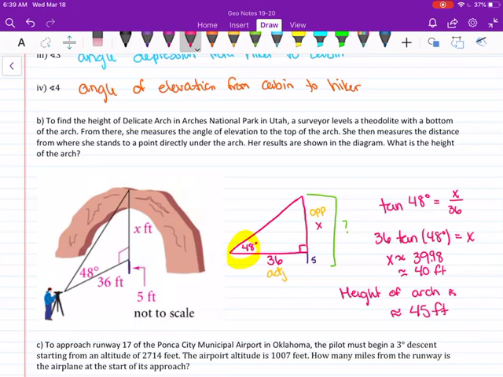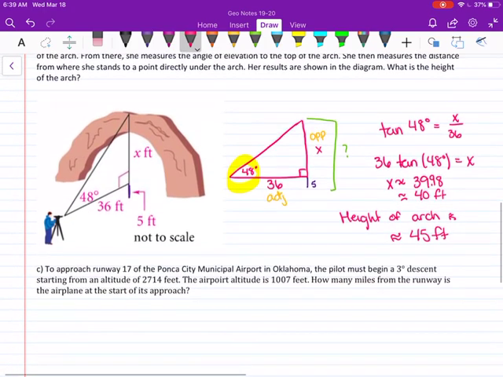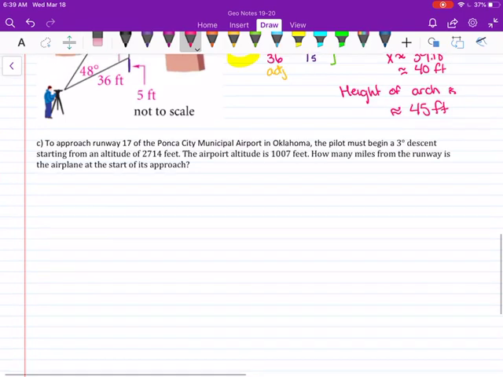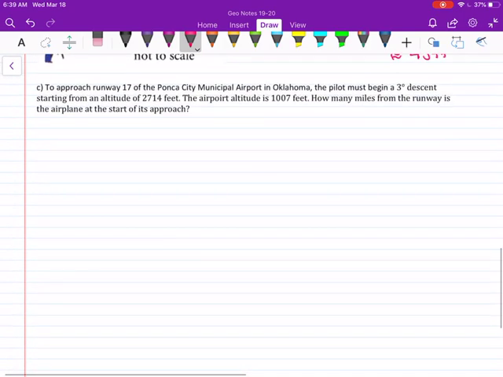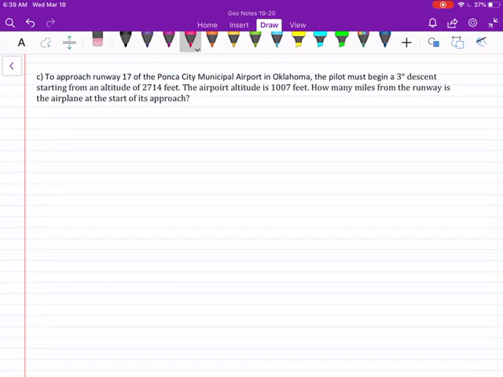Okay, our next example does not have an accompanying picture. And it's a little complicated. So let's go through. To approach a runway at Ponca City Municipal Airport in Oklahoma, the pilot must begin a 3-degree descent starting from an altitude of 2,700 feet. The airport altitude is 1,007 feet. How many miles from the runway is the airplane at the start of its approach?